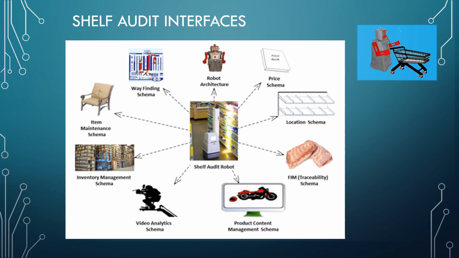We need to be able to evaluate what it is from a picture, which is the product content management work. We have to be able to drive things around. That's the video analytics work. Inventory management, making sure we have the right quantity of the right kinds of items. Item maintenance, of course, is the item detailed information. And wayfinding is what helps with the video analytics to drive you around the store.